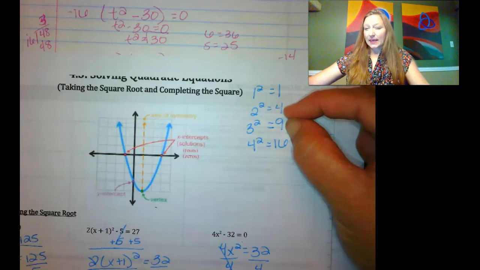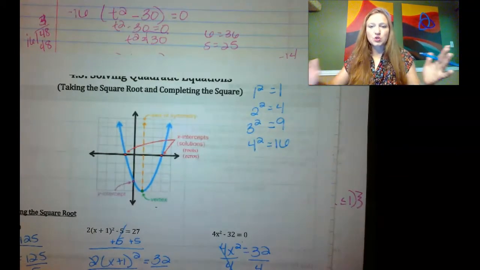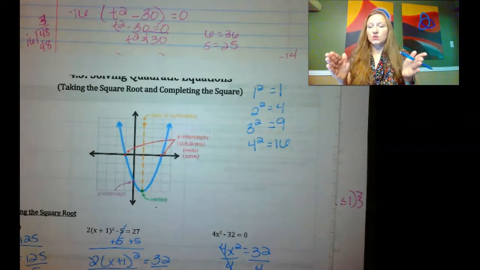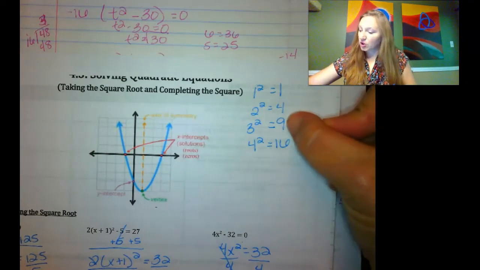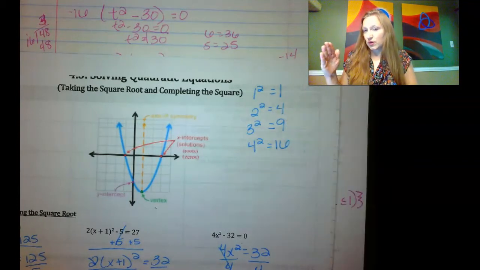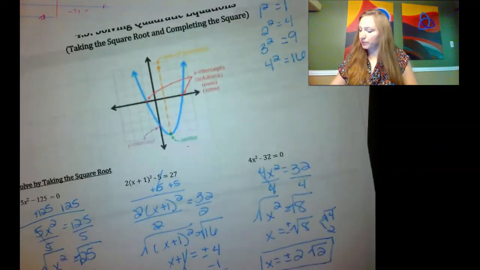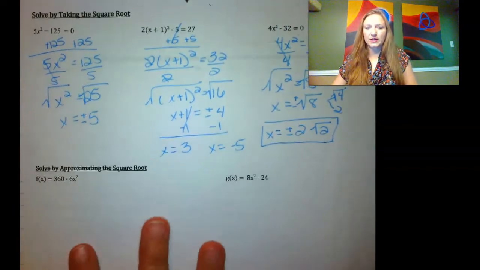So I know my answer is going to be 2 point something. Between 2 and 3 is where it's going to fall, because 8 falls between 4 and 9. And it's actually closer to 9, so I know it's going to be closer to 3. So 2.8, 2.9, somewhere in there is where it's going to be for sure. So keep that in mind as we do our next problem.